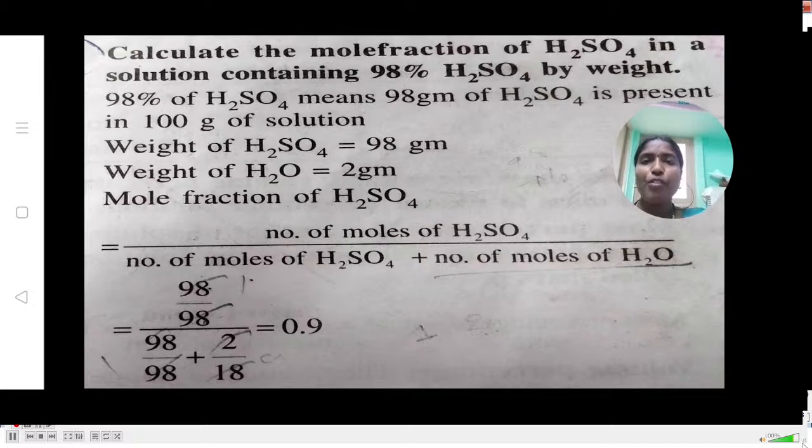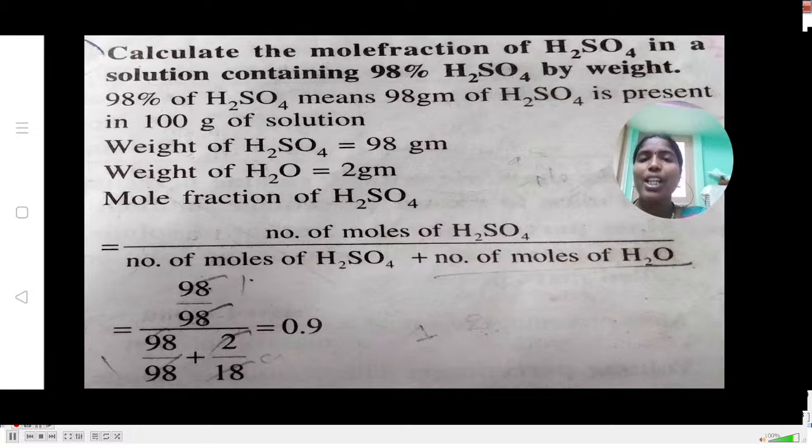Here we are calculating the mole fraction of sulfuric acid. The mole fraction of sulfuric acid is the number of moles of the sulfuric acid divided by the total number of moles of the solution, that is, the number of moles of sulfuric acid plus the number of moles of water. What is the formula of number of moles? Number of moles is weight divided by gram molecular weight.